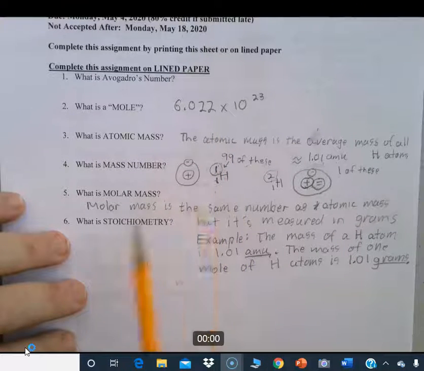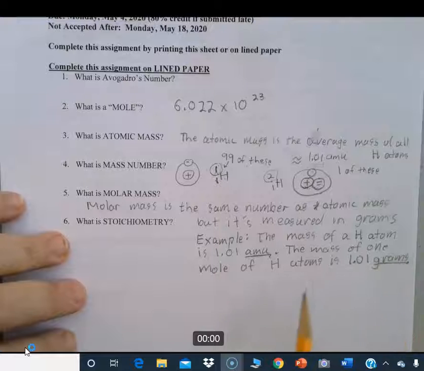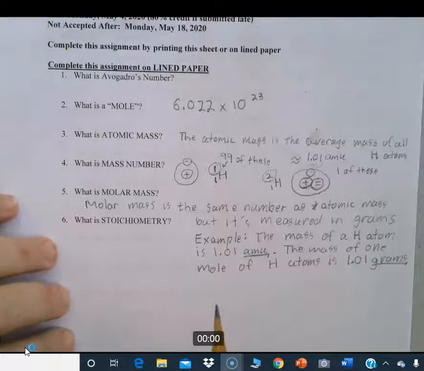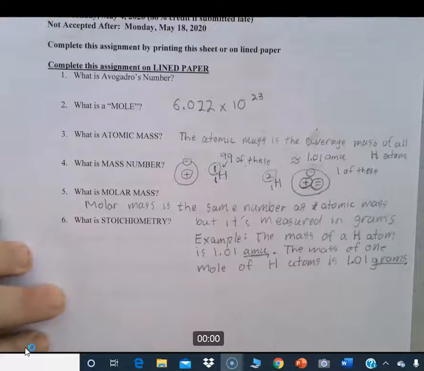No other number would do that. If you had a different number, you'd go from 1.01 AMU to some other number. So this one keeps the numeric value the same, and grams is what we work in the real world, and so it's nice to have that simple numeric conversion between AMU and grams. Okay, so that's the significance of molar mass.